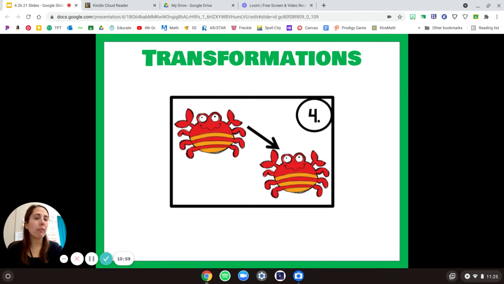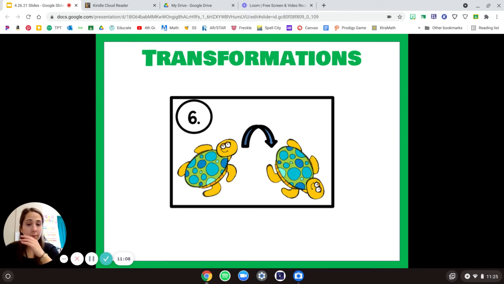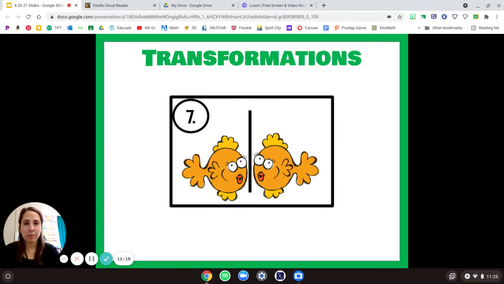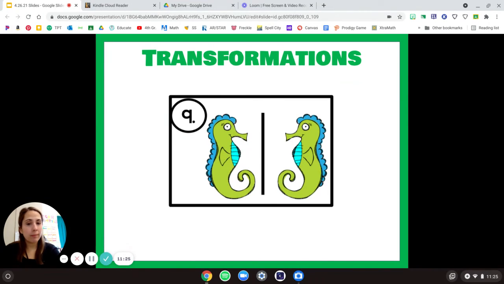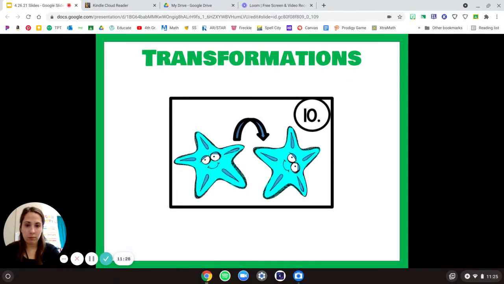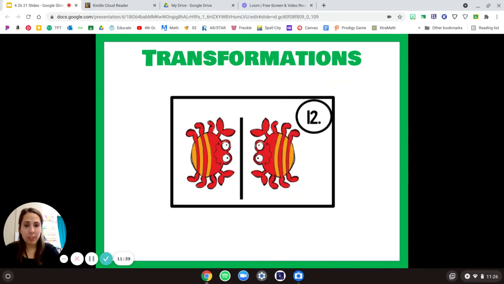Four. And I know I'm going fast. Remember, you can pause. Five. Six. This one's tricky. Think through what we did for our shapes to see if we're not quite sure. Seven. Eight. Nine. 10, 11, and the last one, 12.